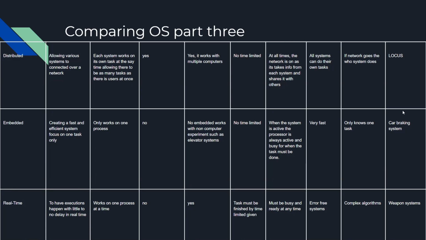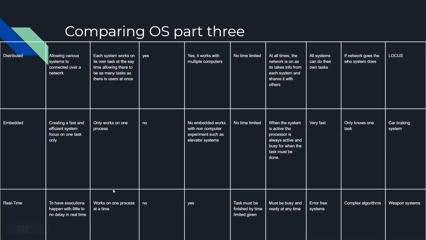And then embedded is like cars, but it could just be like any real world things. I love real world things. A lot of things like cars would have systems with one task, so those could be embedded.